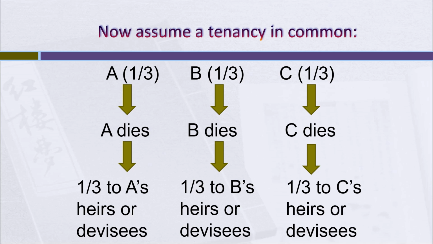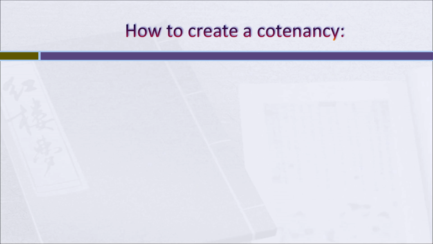Now we've seen that a deed or a will can create either a tenancy in common or a joint tenancy with right of survivorship. So which one is going to be created by a given deed or will? That, of course, depends on the wording of that instrument. So let's take a look at some possible wording.